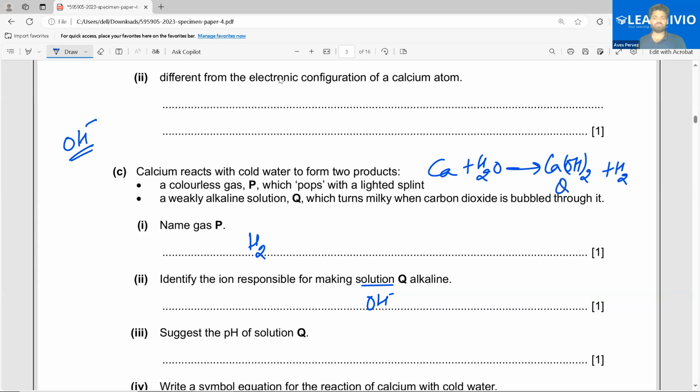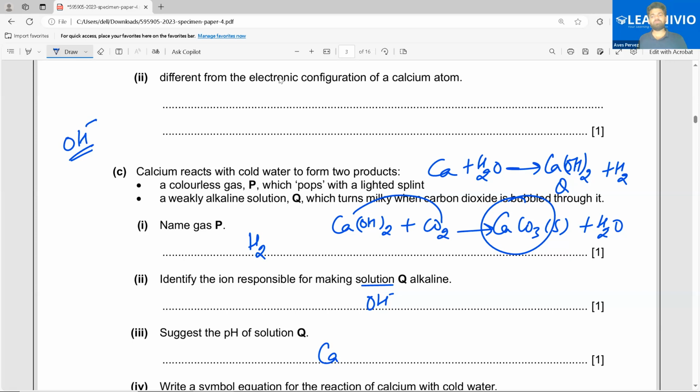So this is the Q solution, which turns milky when carbon dioxide is bubbled through it. When you have calcium hydroxide and you pass carbon dioxide to it, it turns milky. Why? Because carbon dioxide reacts with Ca(OH)2 to form calcium carbonate, CaCO3, which is solid, an insoluble substance, and water.